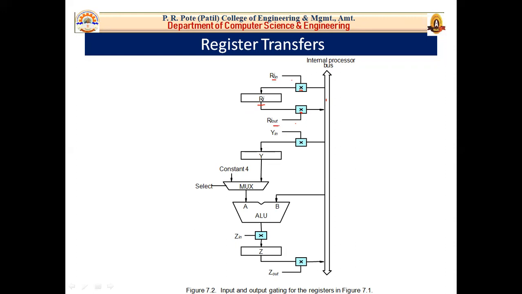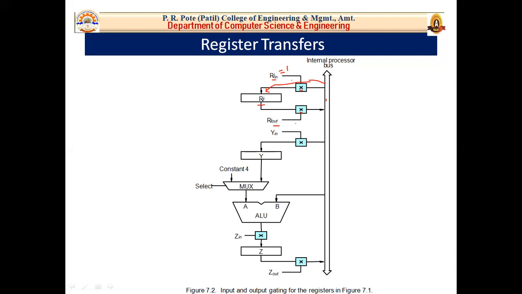Okay, now these two switches are controlled by two control signals, Ri in and Ri out. When the control signal Ri in is set to 1, the data on the bus are loaded into the register Ri. Whatever the data on this processor bus is loaded into this Ri register. When the input signal is set to 1, we can load the data from the processor bus to the register.